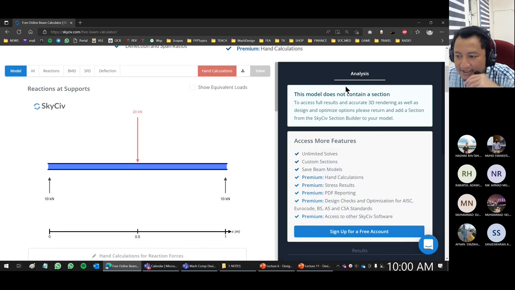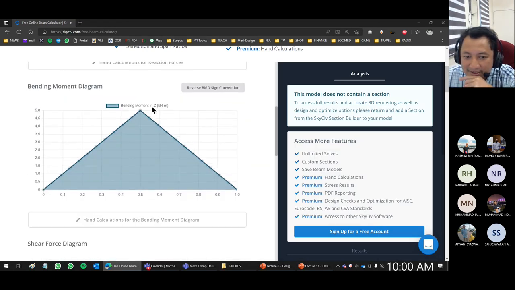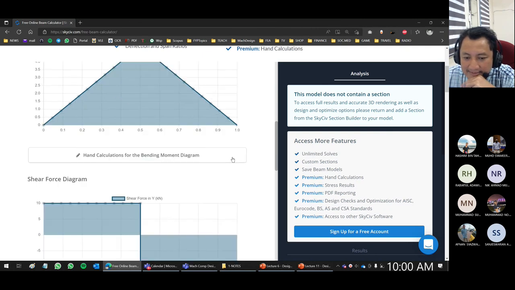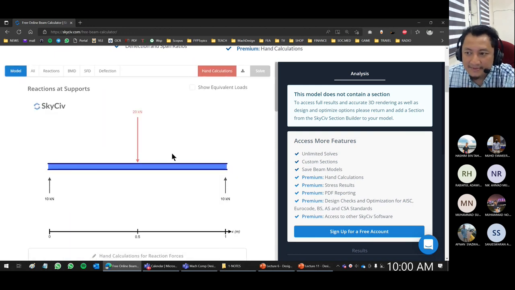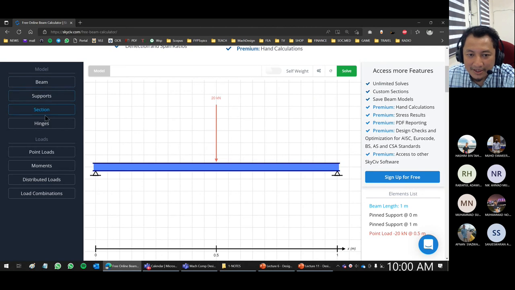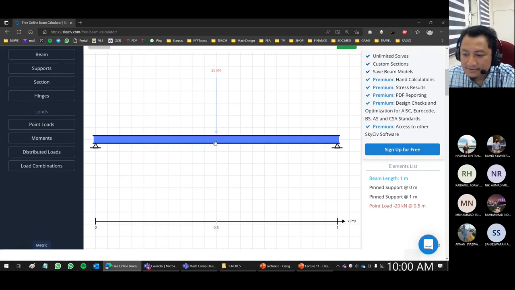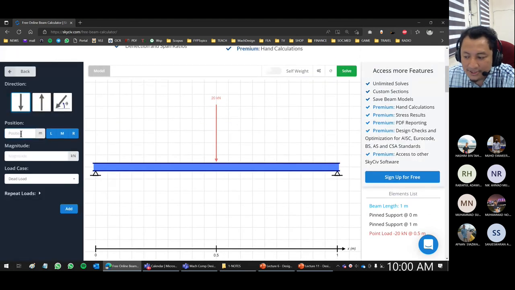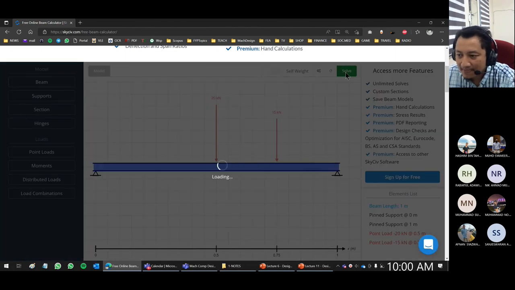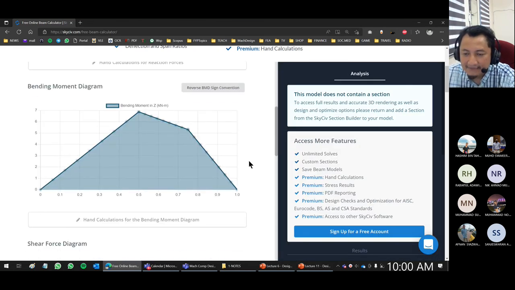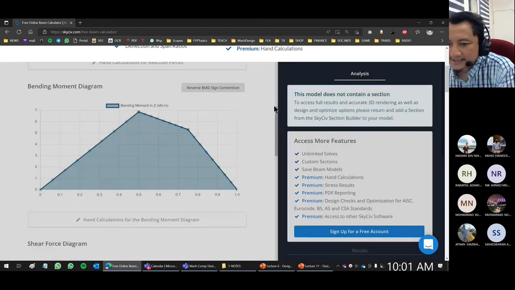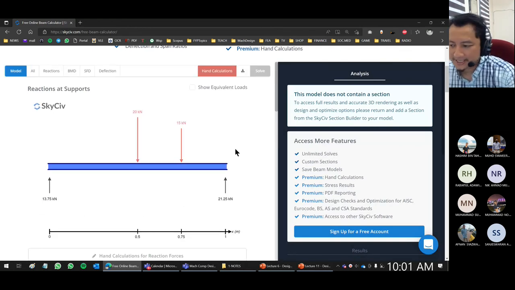SkySieve, I think it is okay, it gives quite a lot for free. And you get the bending moment value, 5 kilonewton meter. And the shear force. Then I can go back to my model. I can add some more loads. Point loads, position 0.75, magnitude 15. I add one more load. I click solve. Now I get a better bending moment diagram. This is a bit easier, right? But manual calculation is also possible, just slower. End calculation. So that's the thing.